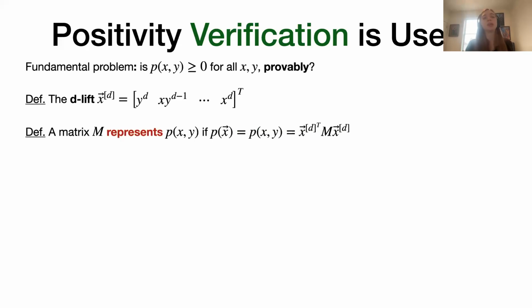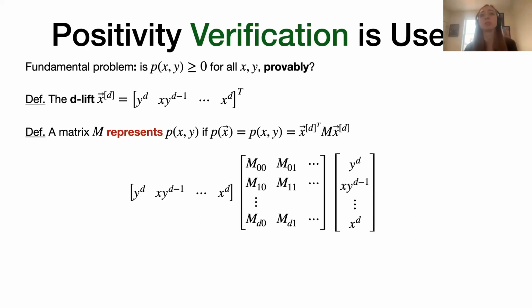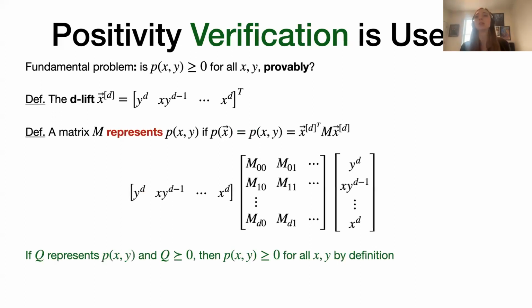And we're going to say that a matrix M represents a polynomial P in x, y if analytically the following equation is true: P of x, y is equal to this quadratic form between the d lift vector and this matrix of constants M. Pictorially, this looks something like this. We're stating that a matrix M represents a polynomial P if, treating x and y as symbolic variables, this equality holds.